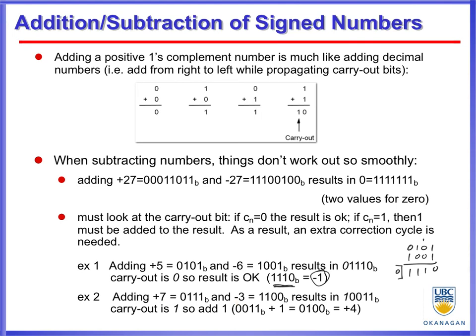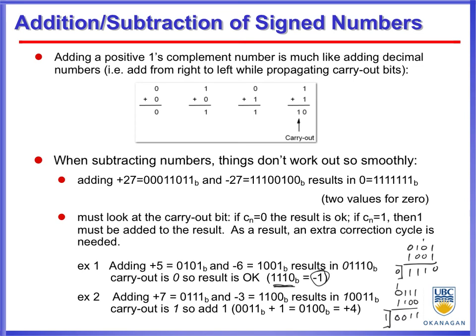Well, in that case, we take our 7, which is 0, 1, 1, 1. We take our negative 3, which in one's complement is 1, 1, 0, 0. And we get 1 plus 0 is 1, 1 plus 0 is 1, 1 plus 1 is 0, carry the 1. 1 plus 0 plus 1 is 0, carry the 1. So we get a 4-bit pattern, 0, 0, 1, 1, which is not correct.